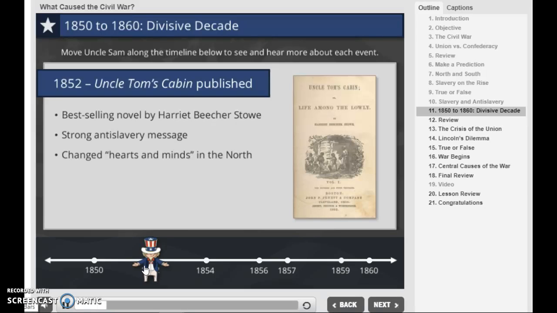1852. Uncle Tom's Cabin was a best-selling novel written by Harriet Beecher Stowe. It was an emotional story with a strong anti-slavery message, and it changed the hearts and minds of Northerners who read it. Many readers finished the book believing as never before that slavery was an evil practice.